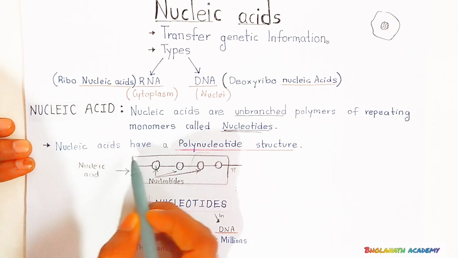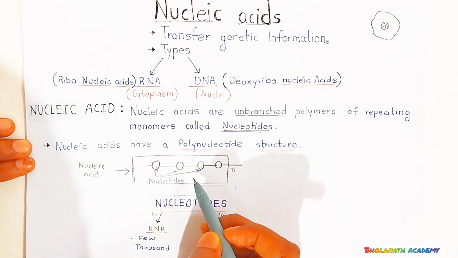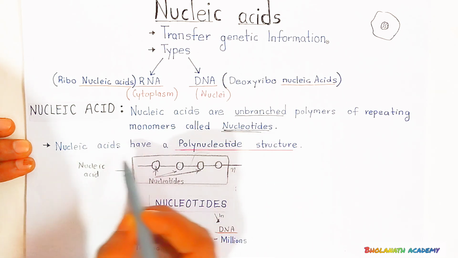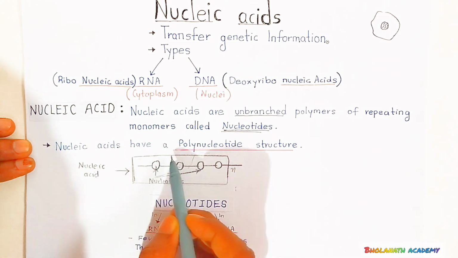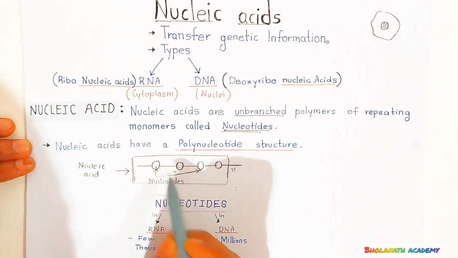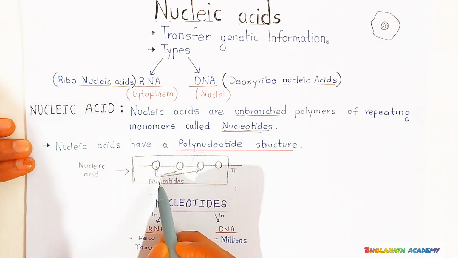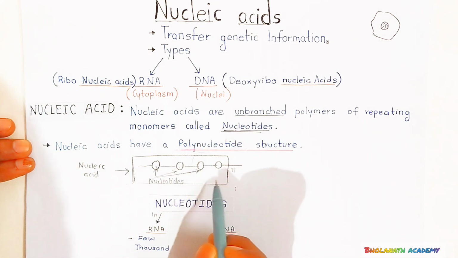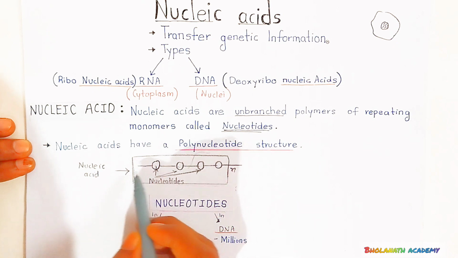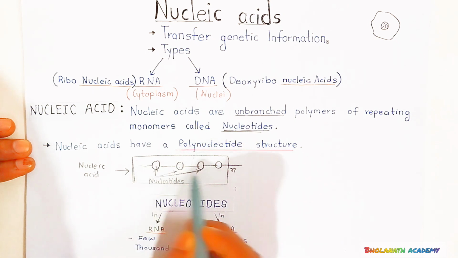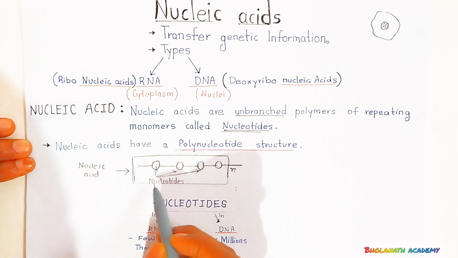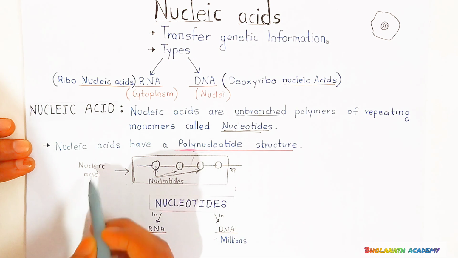Understanding students? So nucleic acid has a polynucleotide structure. So the second definition is also correct students. Nucleic acid has a polynucleotide structure. Here I have represented this circle, which is nothing but a monomer of nucleotide, and I have written n here. When n number of monomers combine, they will form the polynucleotide. That is nothing but nucleic acid.